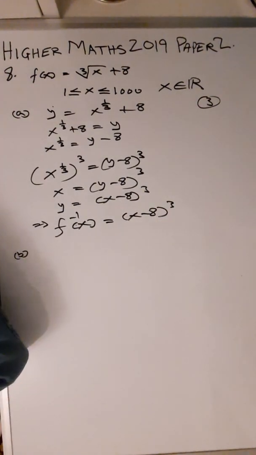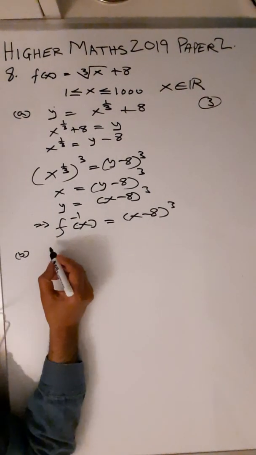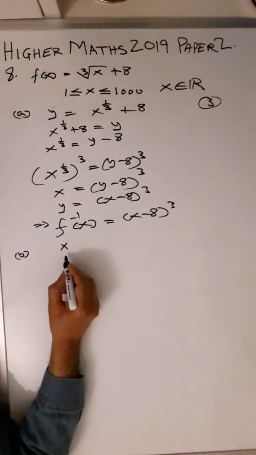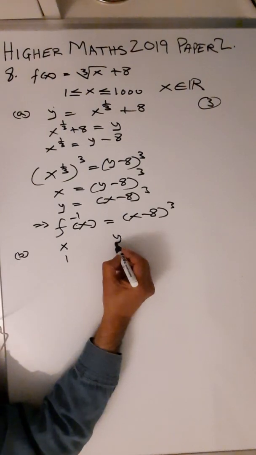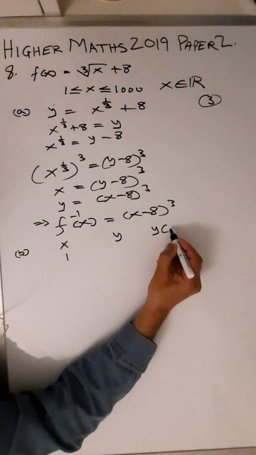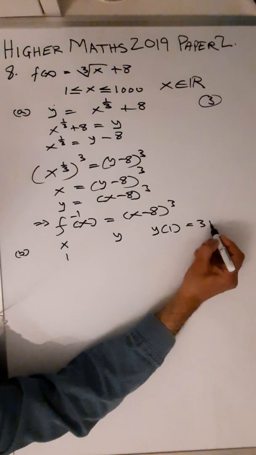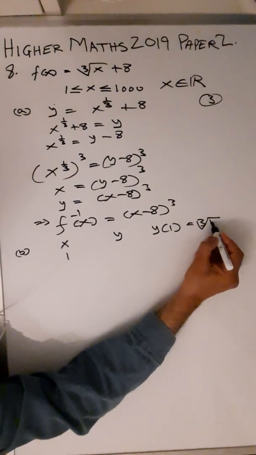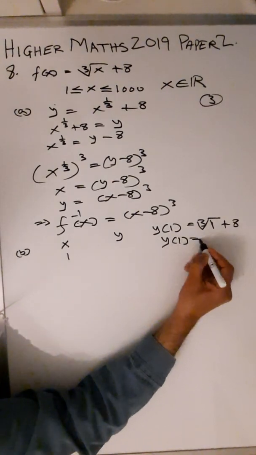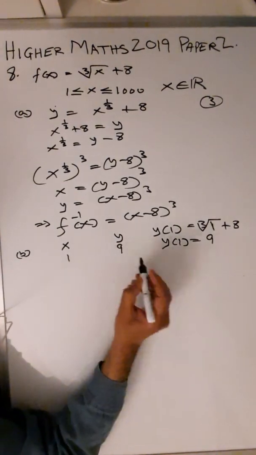For part B, you're being asked to state the domain of the inverse function. Now, the domain of the original function x is from 1 to 1000. So when x is 1, what is y when x is 1? You put it into this equation, y is equal to the cube root of 1 plus 8. The cube root of 1 is just 1, 1 plus 8 is 9. So when x is 1, y is 9.